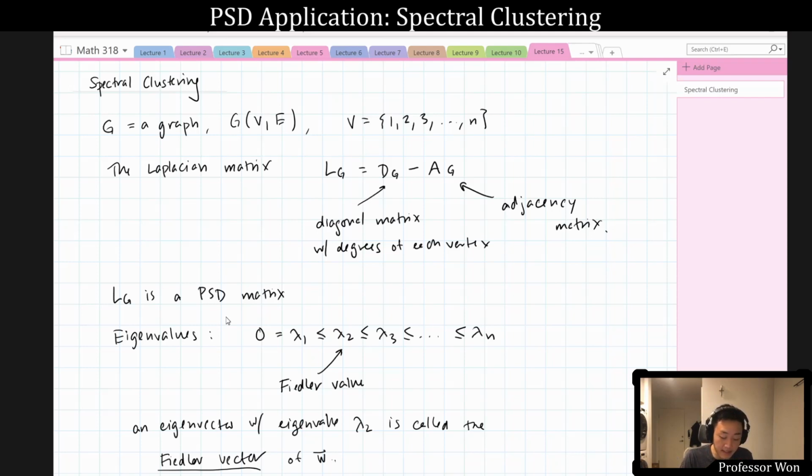Okay, so what is spectral clustering? It's a way to try to understand the clusters in a graph. We will use really the Fiedler vector and the graph Laplacian to understand clusters in a graph.